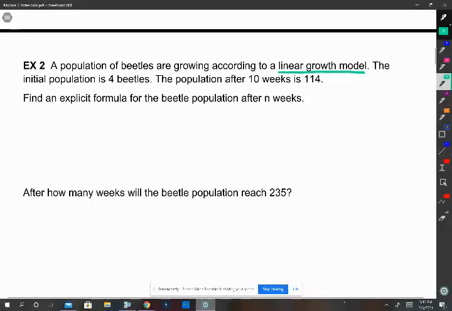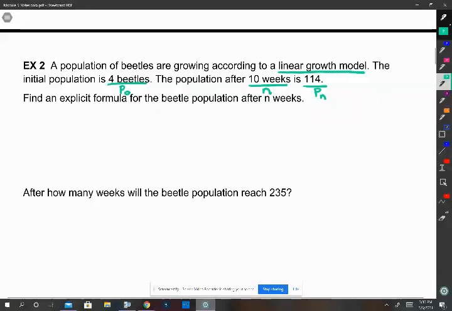Again, the initial population is 4, so this is P sub 0. And it says the population after 10 weeks, so this is N, is 114. So this is P sub N. And what we want to do is write an explicit formula. And what we don't have is the growth rate.